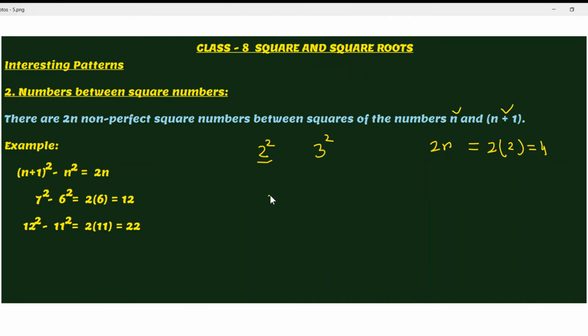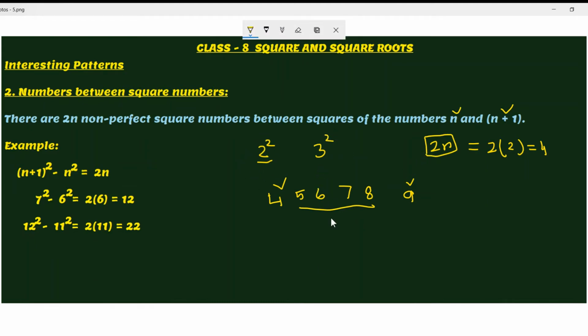Let's check. 2 square is 4 and 3 square is 9. Let's write 5, 6, 7, 8. So there are 4 non-perfect squares in between 2 successive perfect squares. For that, the formula is 2n. You need not find out the square of this number.